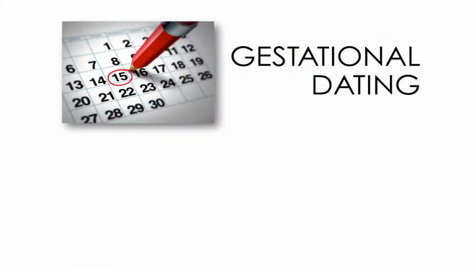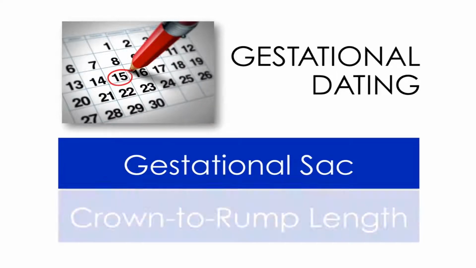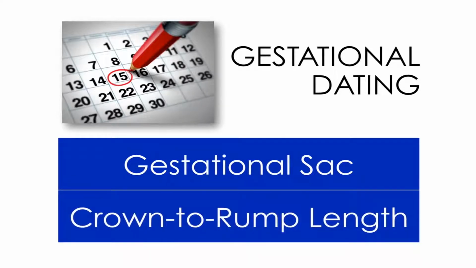Now, let's consider how you can use ultrasound to facilitate gestational dating in the first trimester of pregnancy. There are two measurements of embryonic structures we will consider for this module. The first is the size of the gestational sac, and the second is the crown to rump length.